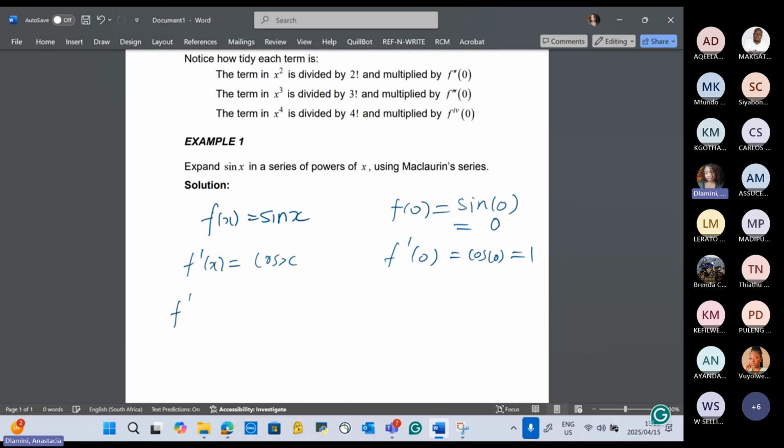Now, what is the second derivative, f double prime of x, equal to? Negative sine x. And then f double prime of 0 is equal to negative sine of 0, which is equal to 0.